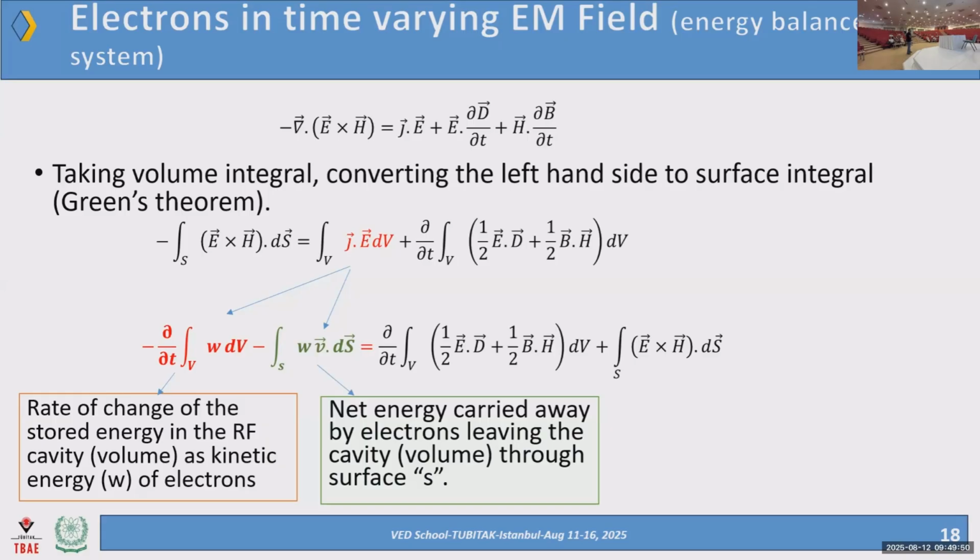the rate of change of the stored energy in the RF cavity, that is the volume, as the kinetic energy of electrons. The electrons in the cavity can do two things. Either they can deliver the energy or they can take energy from the cavity. So this term takes care of this thing. And this is the stored energy in the cavity. And this is, of course, the Poynting vector. Anyone who has taken the electromagnetic course is familiar with this thing. This is the sound in our case. This is the electromagnetic radiation.